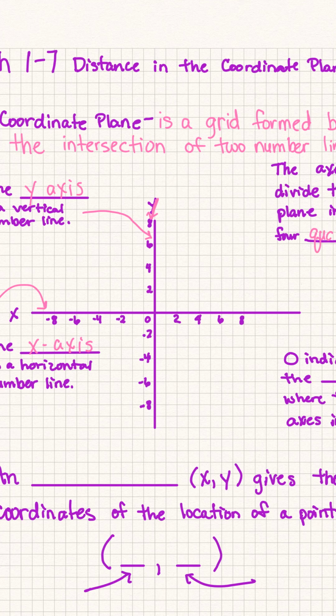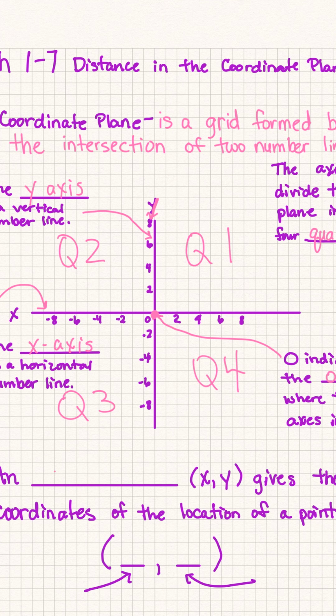The word we're missing here is quadrants. So this is quadrant 1. This is quadrant 2. This is quadrant 3. And this is quadrant 4. The O indicates the origin. This is where it all starts, where the axes intersect. So right there, smack dab in the middle, is the 0.